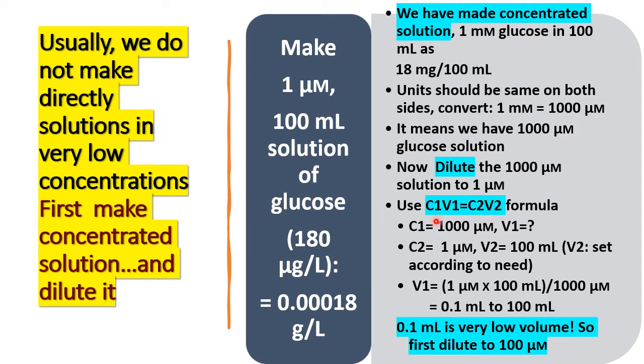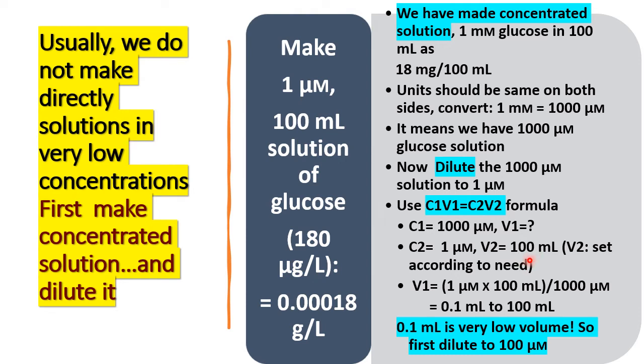Now, using this formula, C1 is the concentration we have, which is now 1000 micromolar, as I just calculated from here. And V1 is the volume we want to find out. And this C2 is the concentration we want to make, like we want to make 1 micromolar. And V2 is the volume we want to set, and this you can set by yourself.